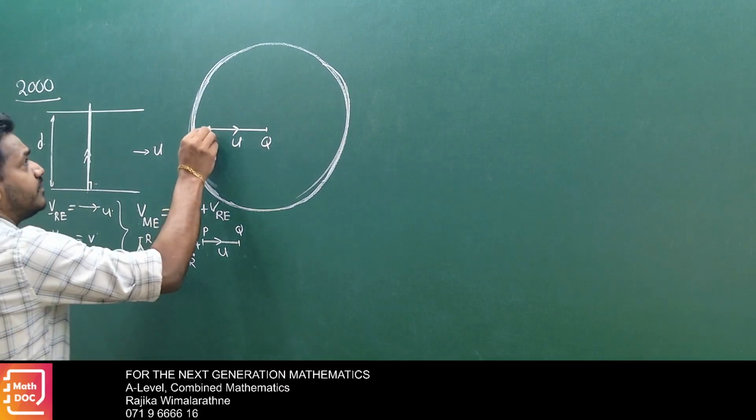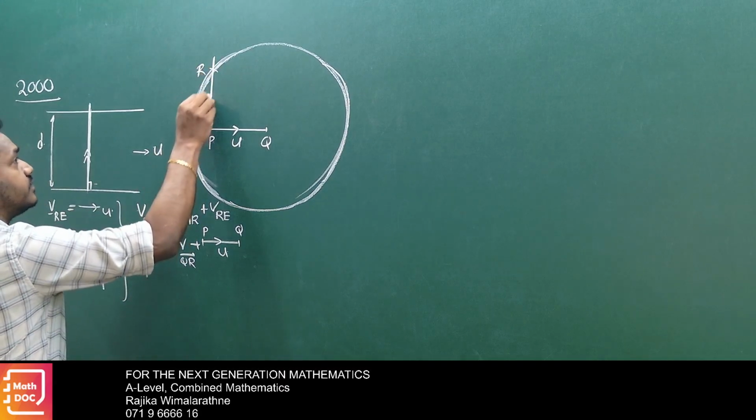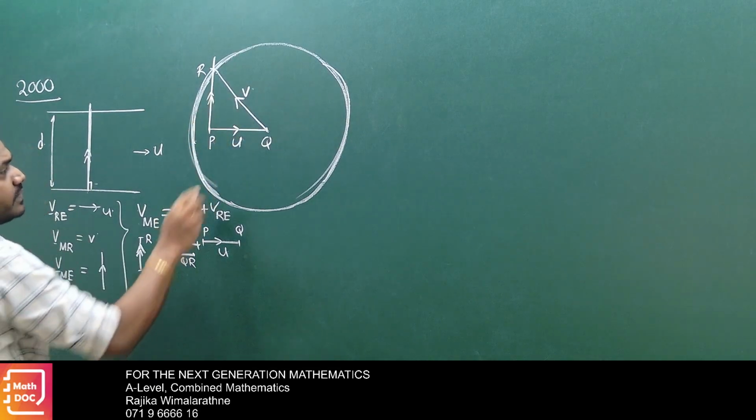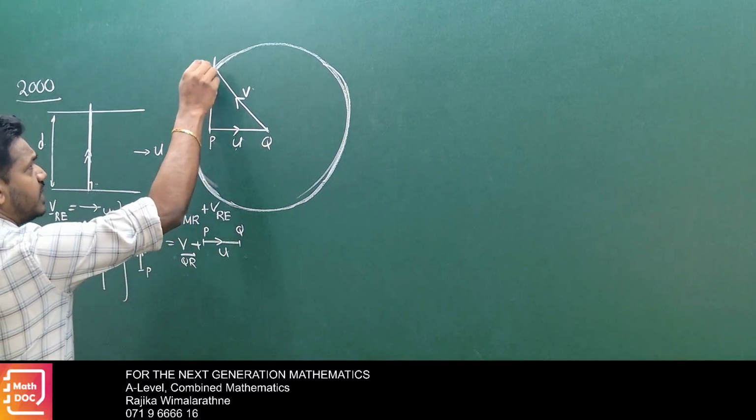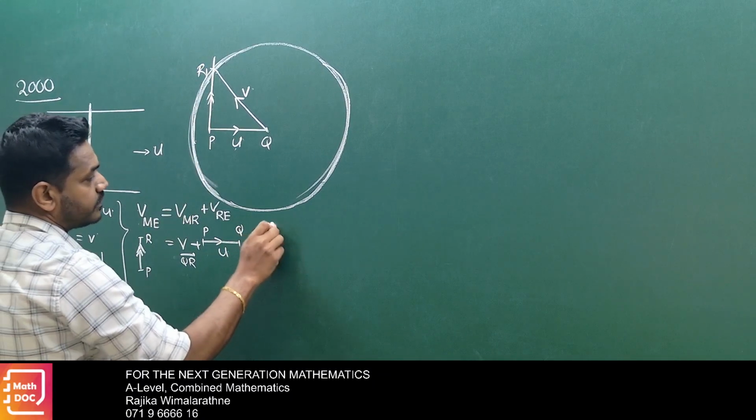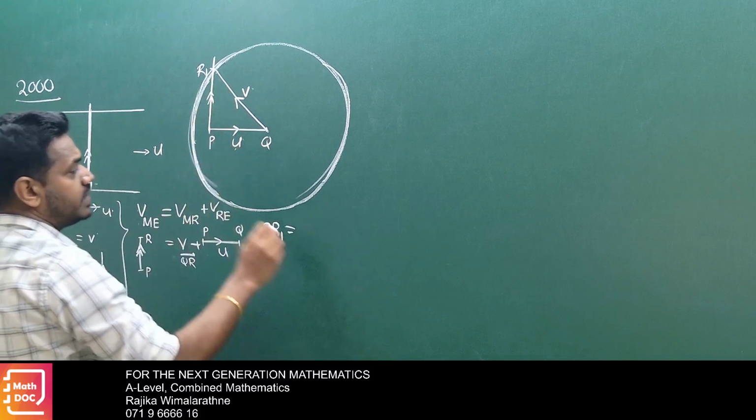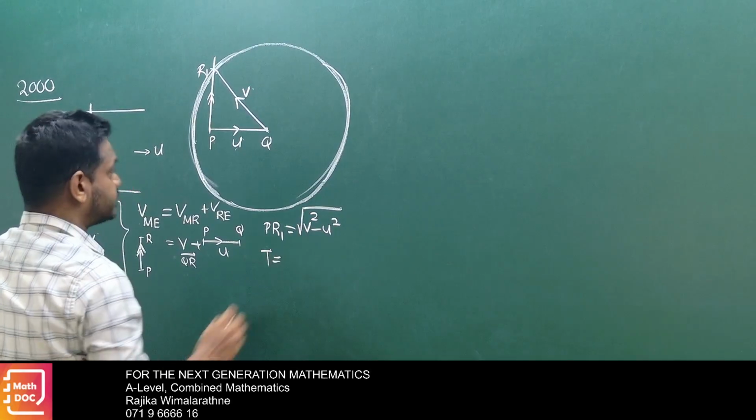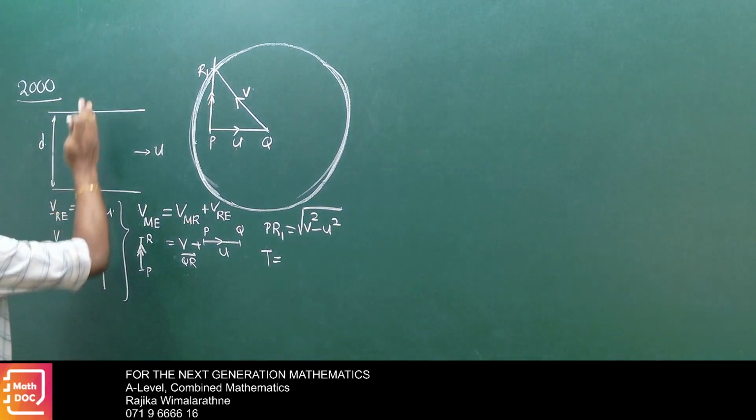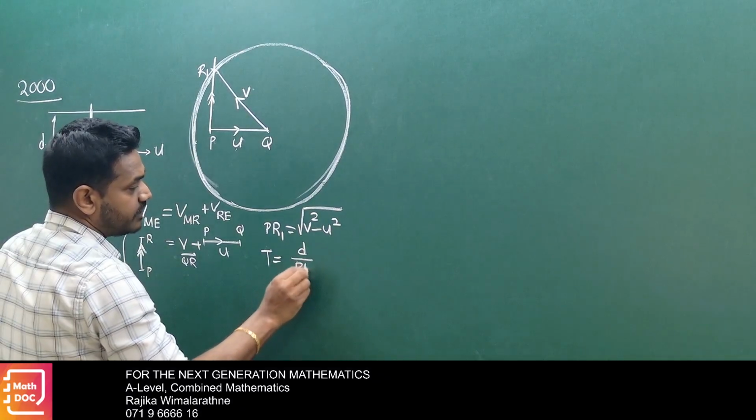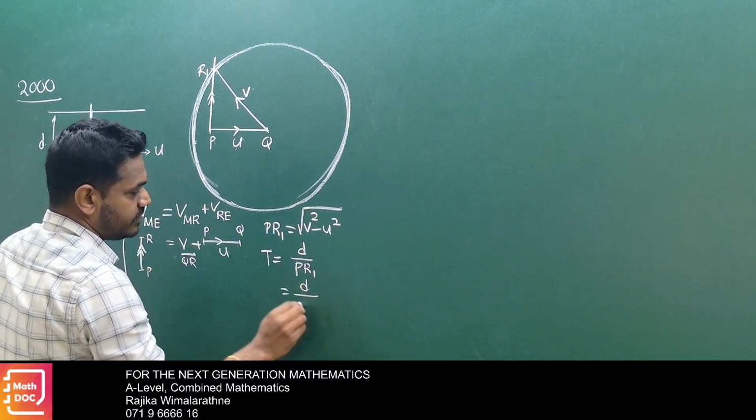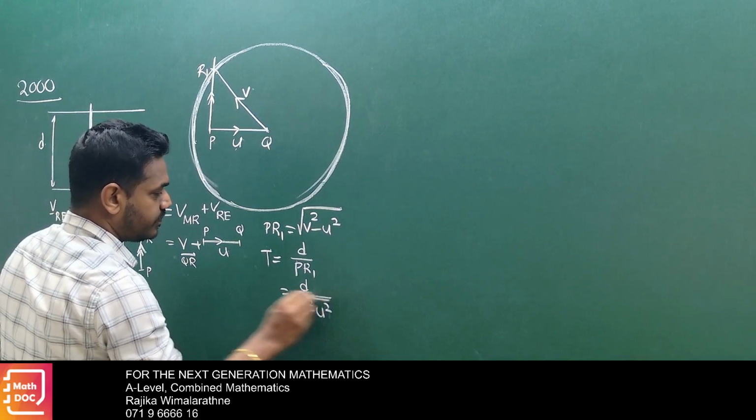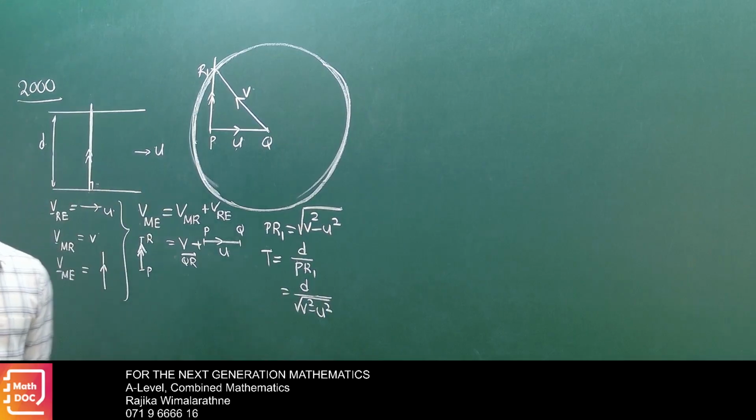Now here PR, here R, radius v, u, here PR, say R1. Then PR1 by the Pythagorean theorem is the square root of v squared minus u squared. Then the time to cross the river: we have to move distance d, so d divided by PR1, that means d over the square root of v squared minus u squared. That's the time taken.